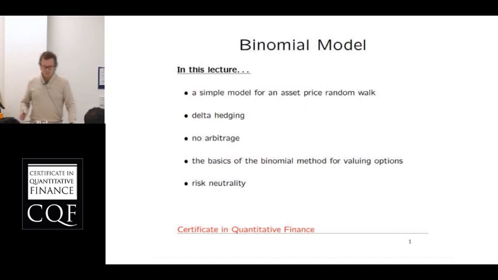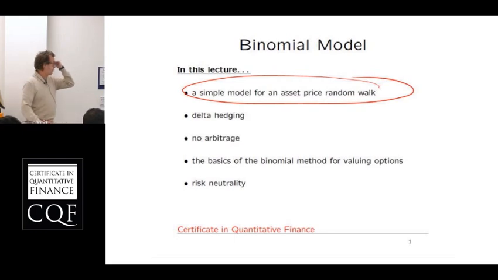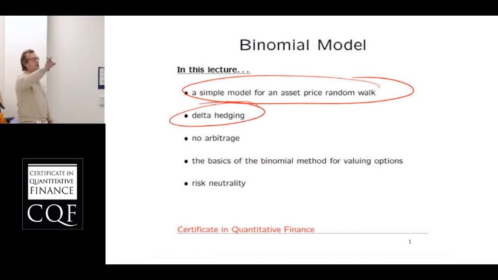All right, so the binomial model. It starts with a very simple model for an asset price random walk. It introduces you to the idea of delta hedging. Now, we're going to do delta hedging. Don't worry about the power thing. They're not going to be copying anything, so they don't need the laptops. It introduces you to the idea of delta hedging. Now, delta hedging is the real reason that Scholes and Merton got a Nobel Prize. That's the clever bit, delta hedging.